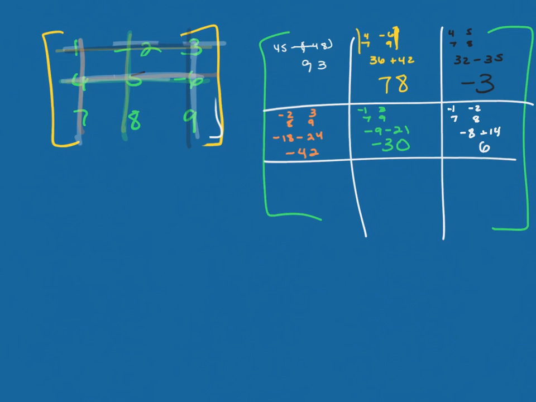So when I go to this last row for that first one, I would cross through the row and the column that it's in, find the determinant of negative 2, 3, 5, negative 6. Go to the next one, row 3, column 2, and I'd be using 1, 3, 7, 9. Go to the last one, row 3, column 3, and I'd be using 1, negative 2, 4, and 5. That's the minor.